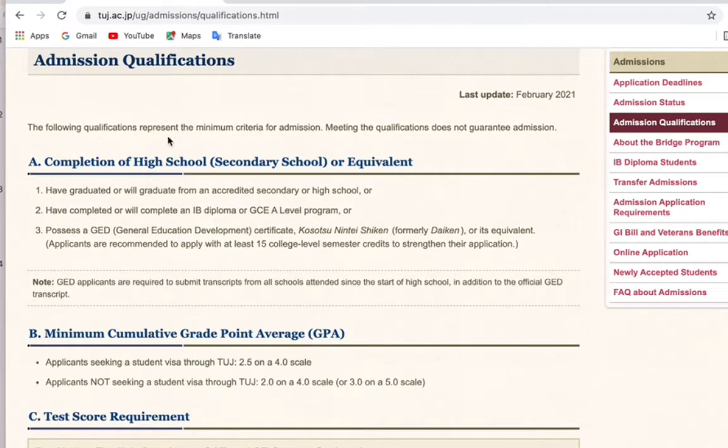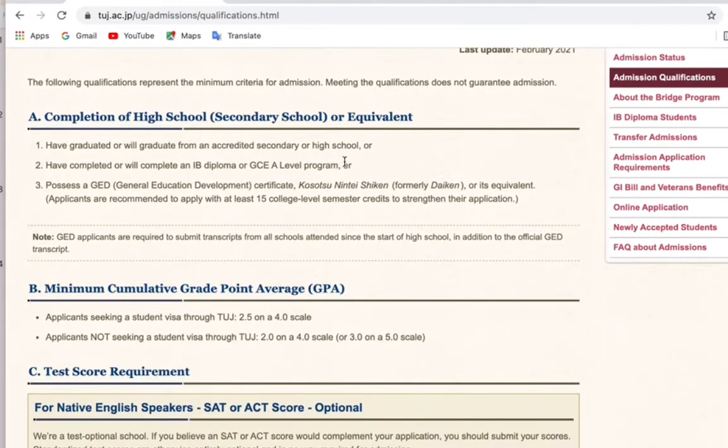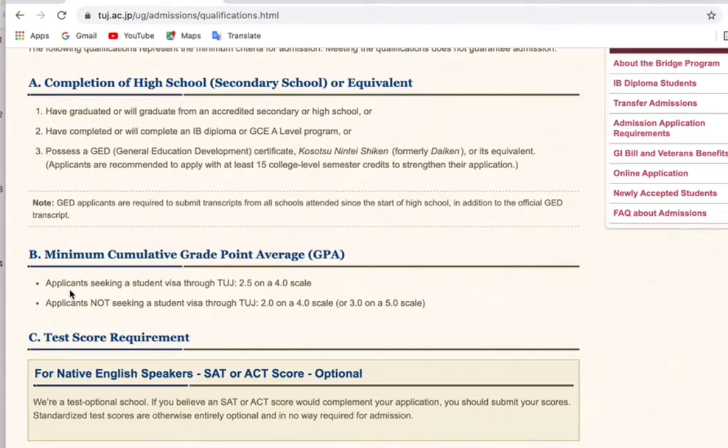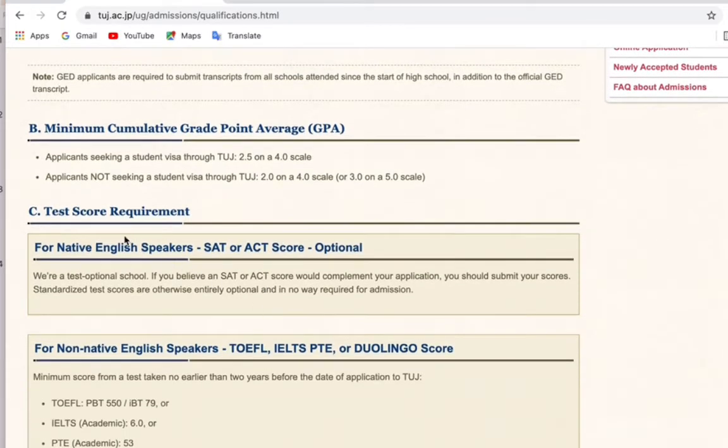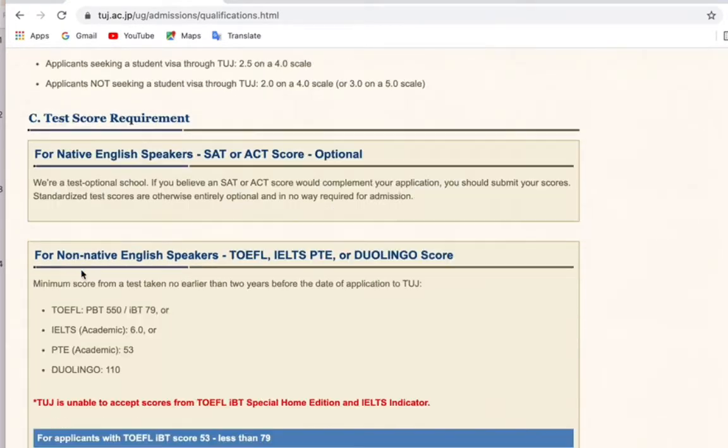So the following qualifications represent the minimum criteria for admission. So if you have a completion of high school certificate, and then you have a minimum GPA of this, that's for students who are seeking a visa. For those who are not seeking a student visa, they need this. And then test score requirement. If you're a non-native speaker, then you're required to have these scores for the various exams.